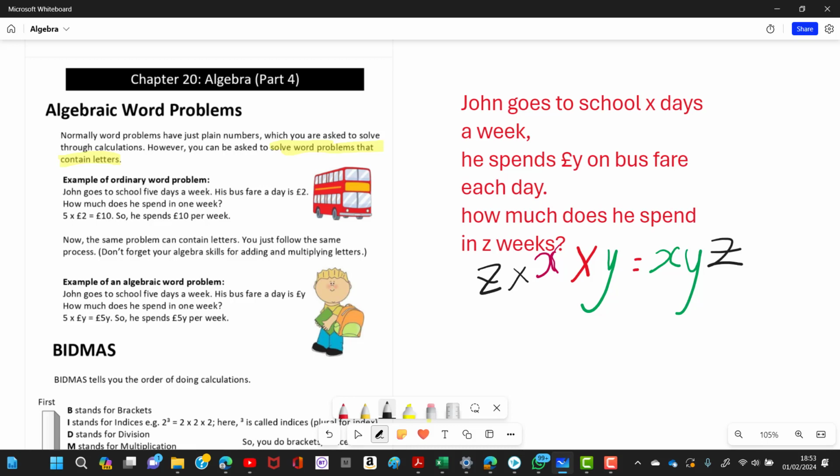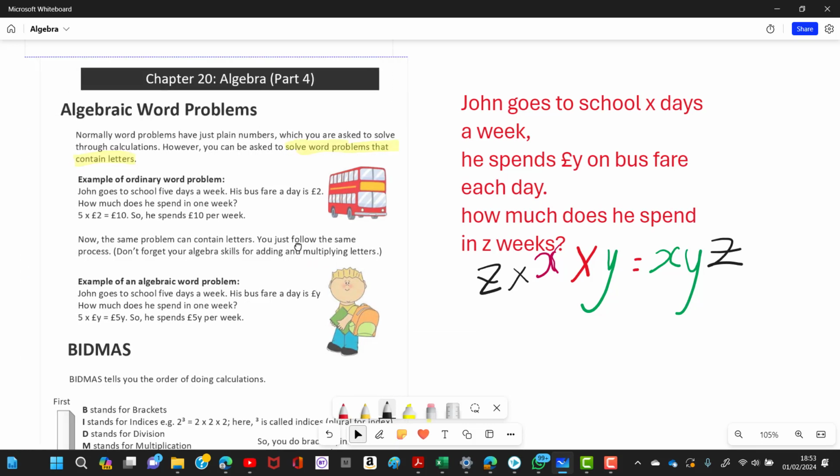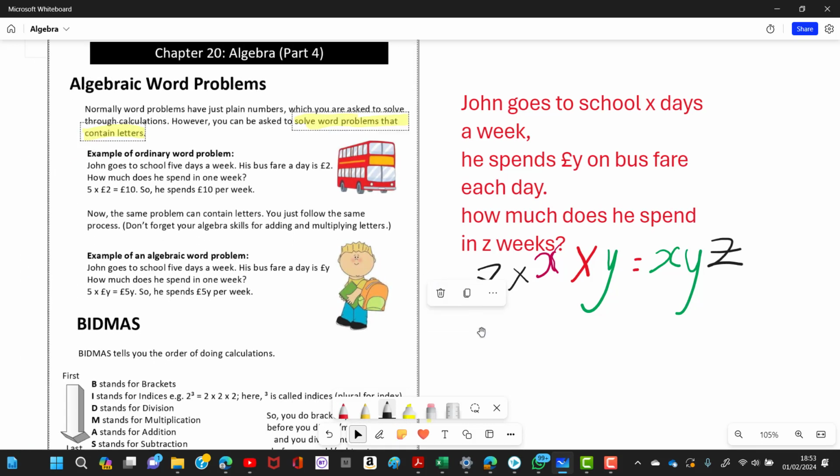Okay, and that's how you do algebra problems. You do exactly the same as when you don't have numbers, but every time you place a letter in the question, you just use your algebra skills. If you times them, you join them together. If you add them, you make sure your skills are there. That's exactly how you do it, and so that should be it.